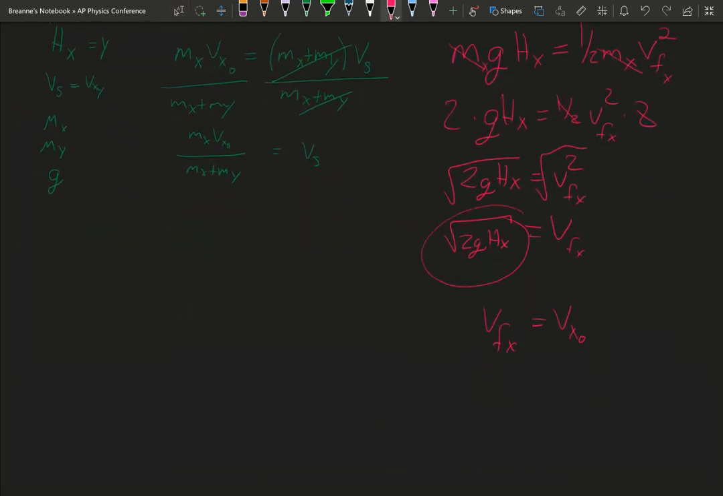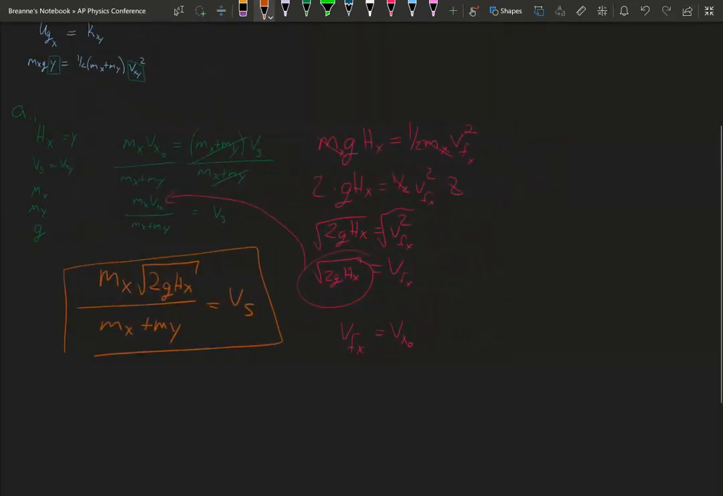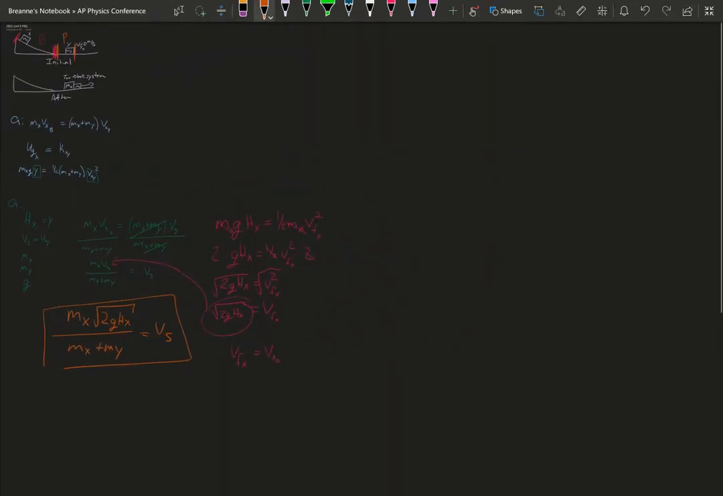So we can just plug this into there. And so we get our mass x times the square root of 2GHX, divided by mx plus my, equals what we're looking for. So that's how we get there. The biggest thing to get from that is to know that when you're on the ramp, you're dealing with energy. When you're on the flat surface, you're dealing with momentum. So that was the big catch on that one.